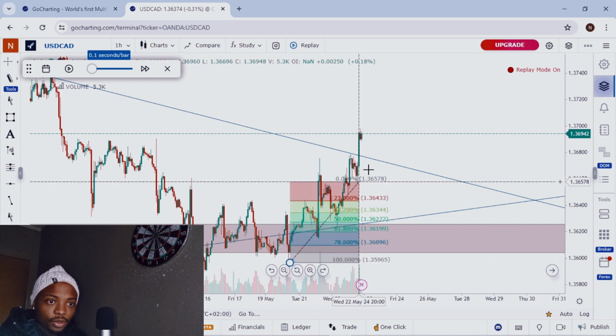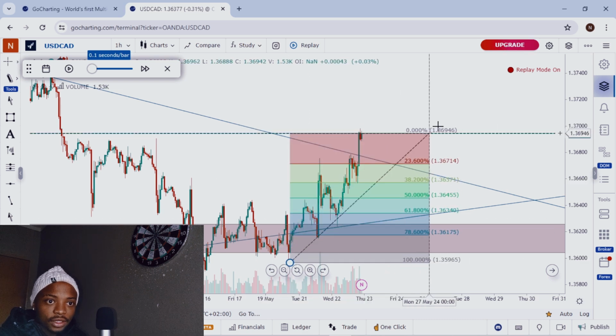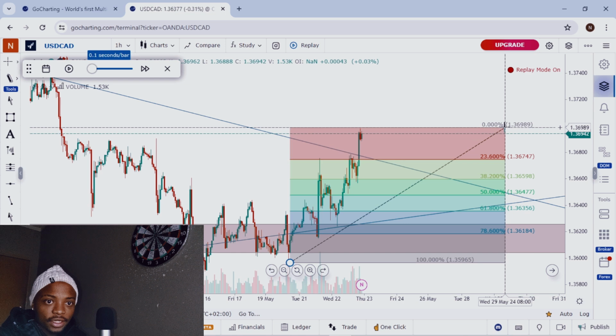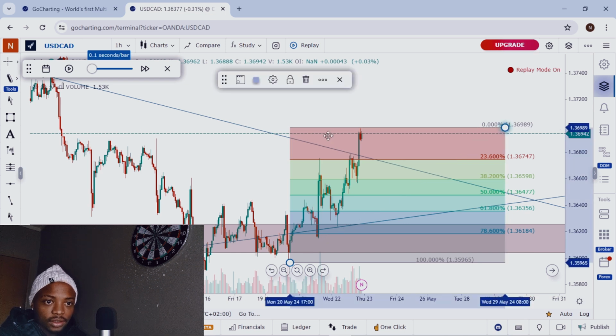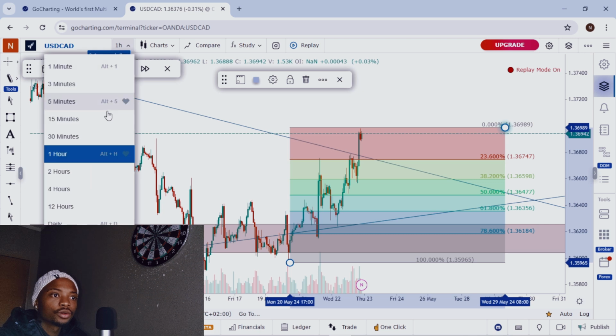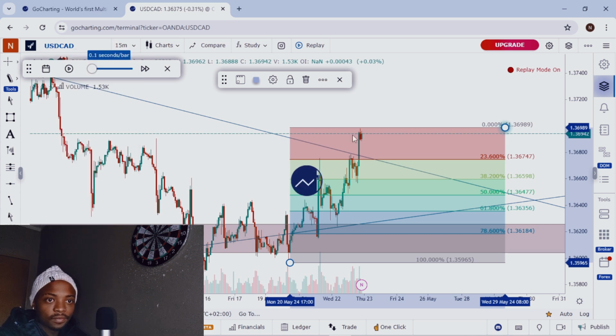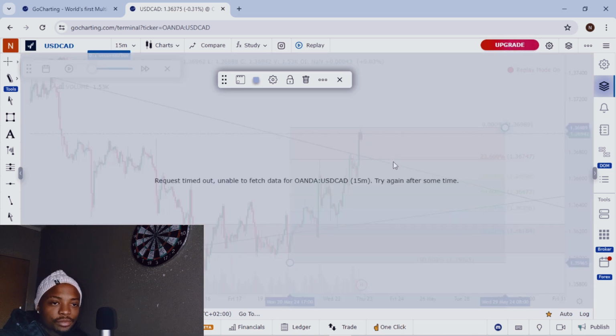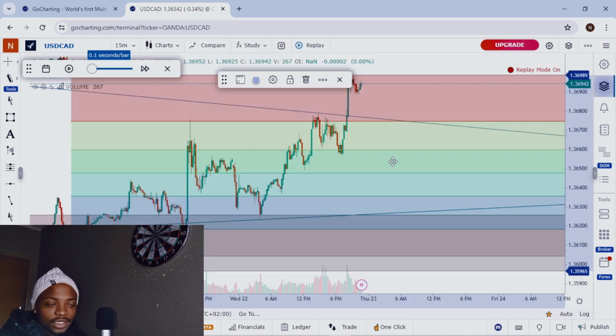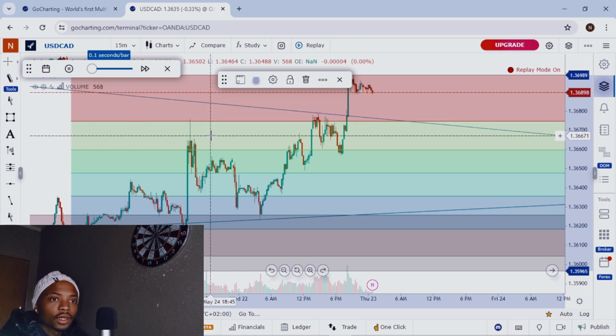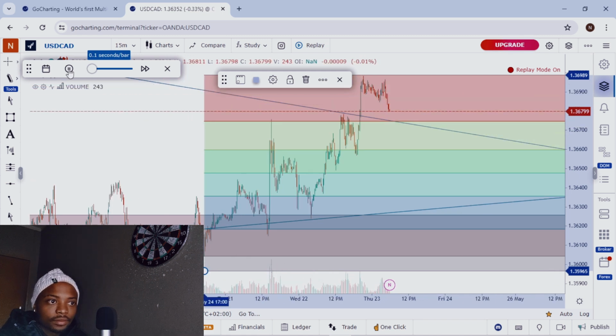From this point right here, we have an impulsive move to the upside, right? To where our area of interest is. So yeah, let's go back to the 15 minute. At this area right here, we're already seeing that price is preparing to go for a retest, right? Cool. Now let's see how this plays out.